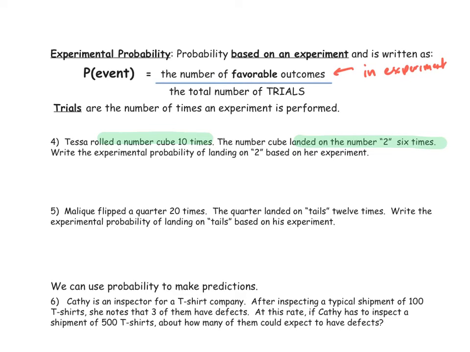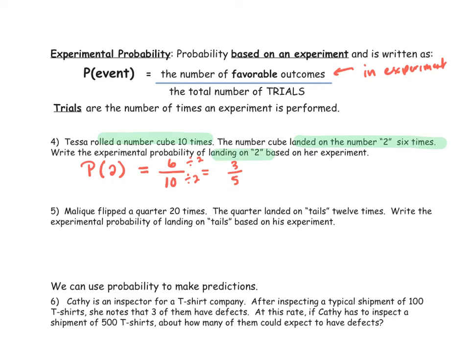And what we're doing is our event is landing on 2. So let's write this as probability. We're going to start by writing probability, and we're trying to land on 2, so I should write the words land on 2. It turned out that she landed on 2 6 times in her experiment, and she did the experiment 10 times. So once again, we could reduce that, both of these numbers. We could divide by 2, and we would get 3 out of 5 times.